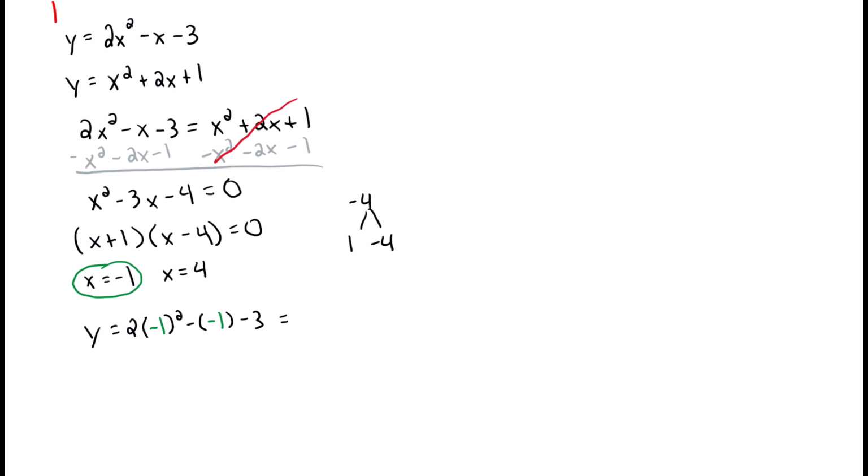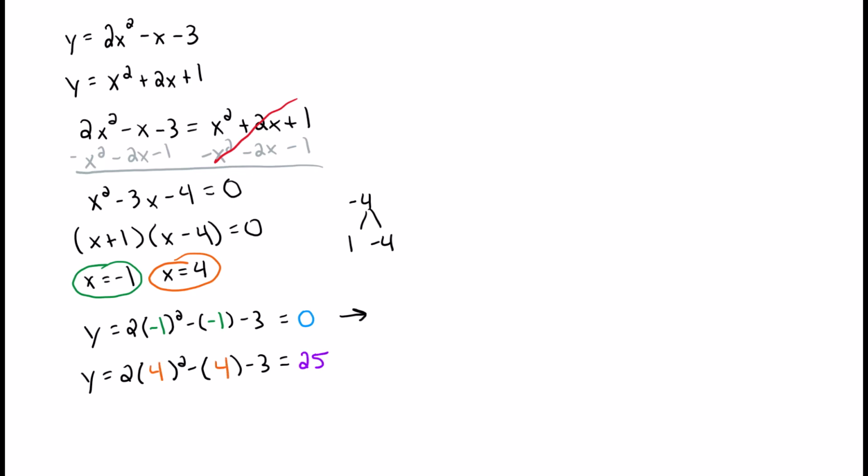I could use the 2x squared minus x minus 3, which is what I'm going to use, but I could also have used the x squared plus 2x plus 1. That would be okay as well. So that answer is going to be 0. And I'm going to set this up one more time. I'm going to plug in my x equals 4. And then that answer is going to be 25.